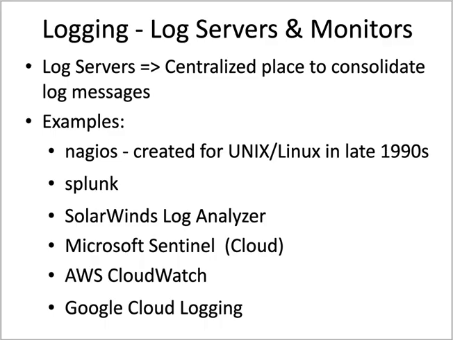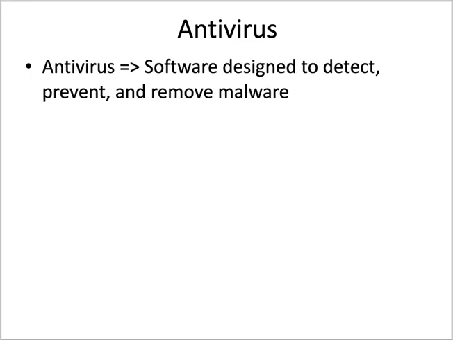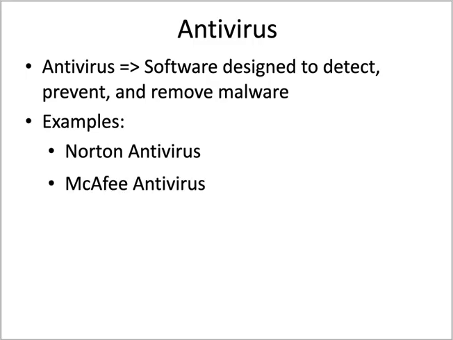Now, switching from logging, the next topic in the book is antivirus. And again, this is something you should be familiar with either personally or from courses. Antivirus is software that is designed to detect, prevent, and potentially remove malware. Some common examples of this are Norton Antivirus. Norton is one of the first antiviruses. I think it probably came out in the 1980s. Also been around for a long time is McAfee Antivirus.